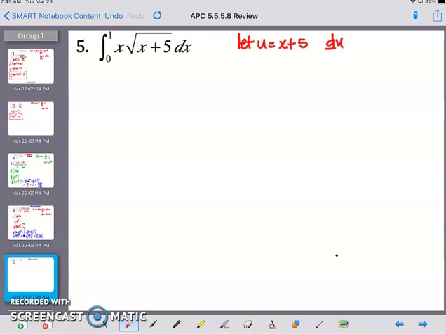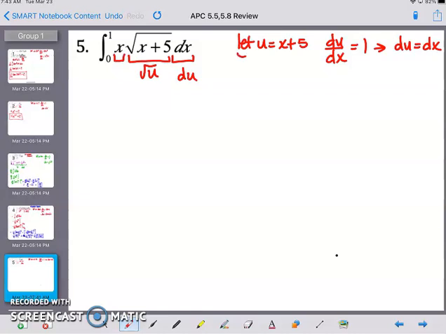Then my du dx, as I said, derivative of x is 1, derivative of 5 is 0. And so if I rearrange this, this would just be that du is equal to dx. So I have a substitution right here for my dx, that is du. And I know that this part of my function, the square root of x plus 5, is just going to be the square root of u, but I need a substitution for x.